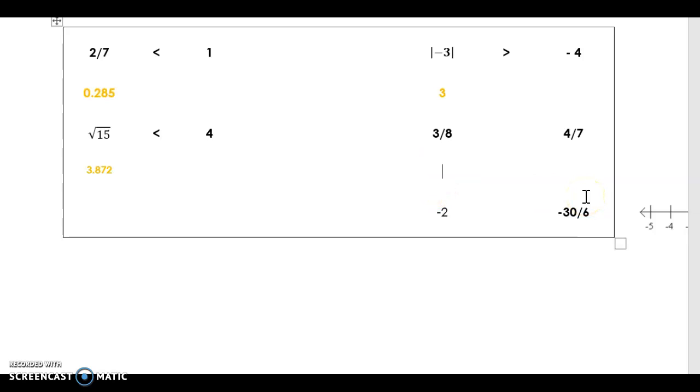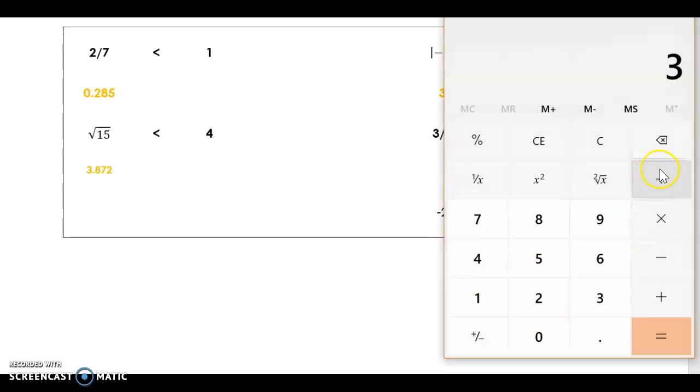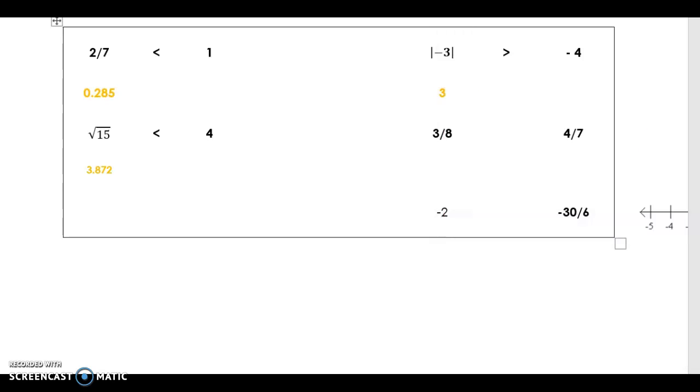Two quick problems left for examples, 3/8 and 4/7. So again, if you're looking at fractions, hard to tell. So convert them to decimals. 3/8 is 0.375. Look at that, guys. Shortcut. You can learn little methods to help yourself out. You can copy and paste from the calculator on your computer.